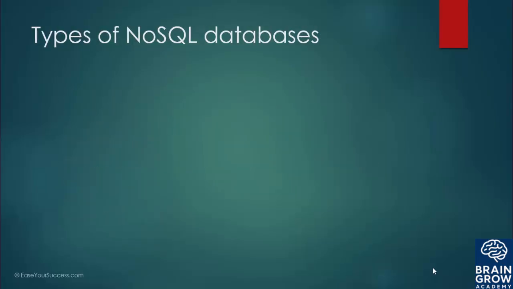There are four types of NoSQL databases available right now. The first one is key value stores, which are Redis, Dynamo and Riak. In this kind of database, we store data in the form of key value pairs. So with the reference of a key, we store a value, and that value can be anything like a number or string or character or a document or anything. We can store anything in the value with the reference of a key.